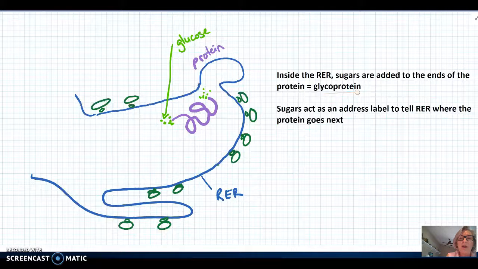So the RER makes proteins that are going to be secreted from the cell or inserted into the membrane. It also puts sugar units on these to give them address labels so they know where to go next. And then the process I haven't diagrammed here, but that the RER is responsible for, is assembling phospholipids made in the SER and proteins made in the RER into new membrane.